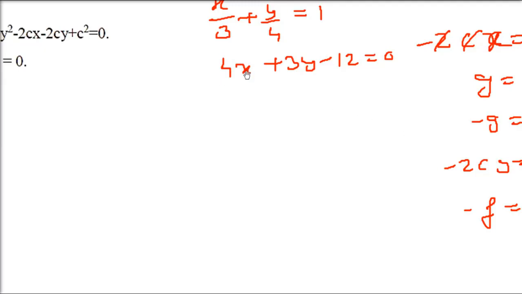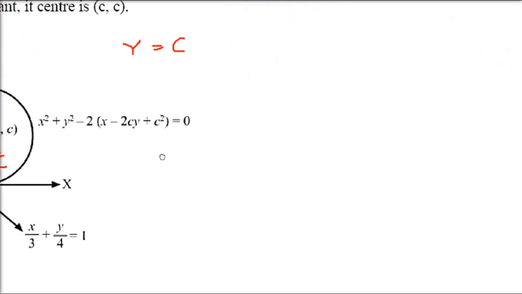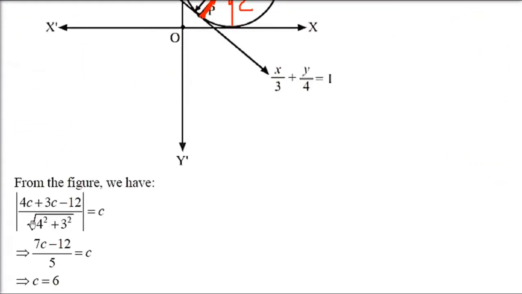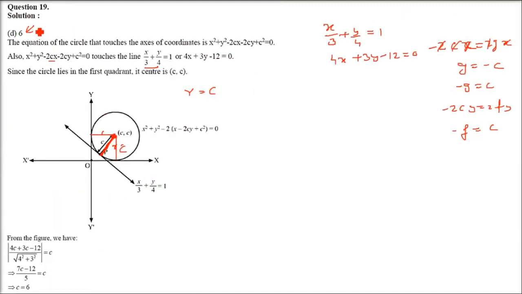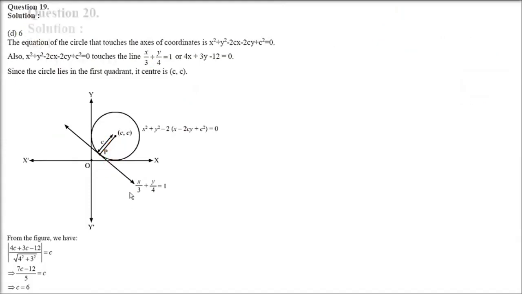So now we will take the perpendicular distance formula. We drop a perpendicular from the center to this line, which is equal to the radius, which is equal to c. So (4c + 3c − 12) divided by the root of 4 squared plus 3 squared, putting x and y as c, c. So c will be 6.